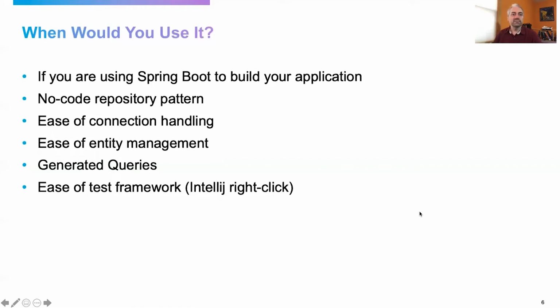The connection handling is managed for you. The entities are managed for you. You don't have to write adapters or serializers or anything like that. You can write custom adapters if you want to, but you don't need to. There are generated queries from the repository API from the method names. And there's ease of test framework in IntelliJ. You can just right click on a service that you've made, and it gives you a test class that you'll be able to run.